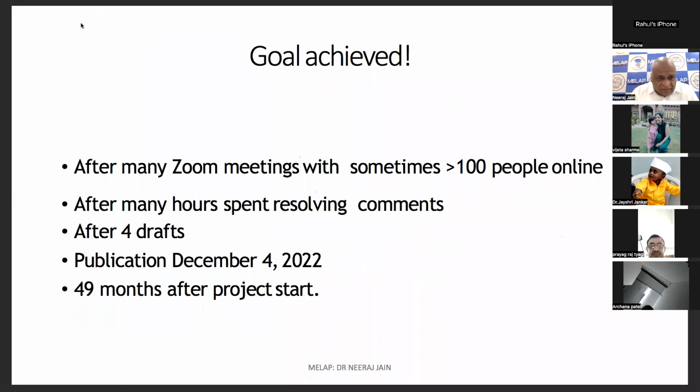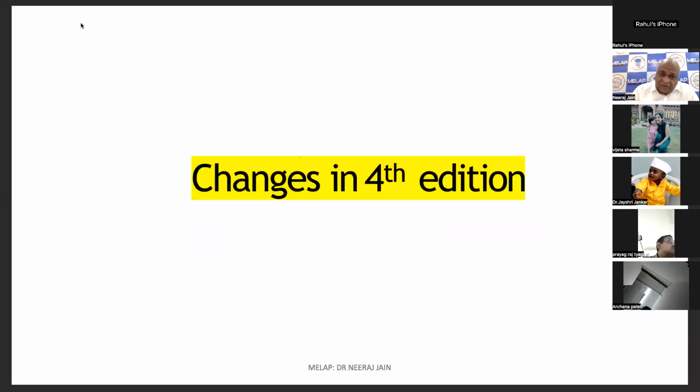And after many Zoom meetings, after many hours spent resolving comments, there was a committee draft, then a draft international standard, then a final draft international standard. This 15189 was finally released on December 4, 2022, 49 months after the start of the project. In between, all of us on this globe faced COVID-19. But meetings were going on through online mode.